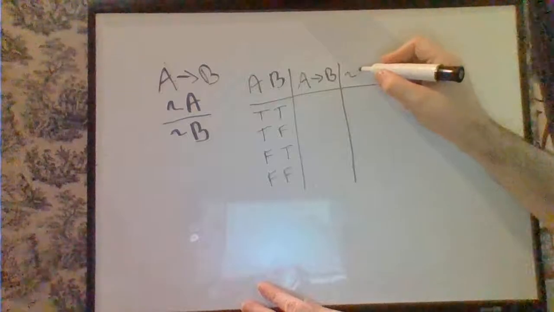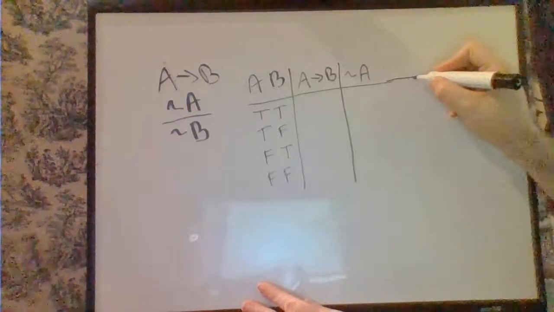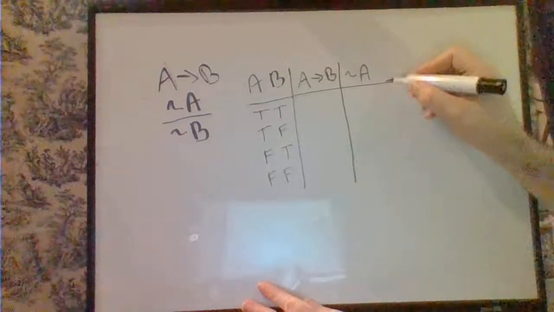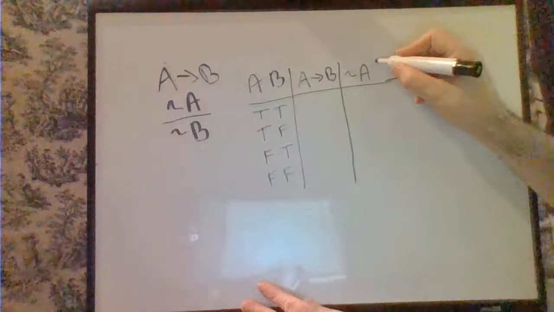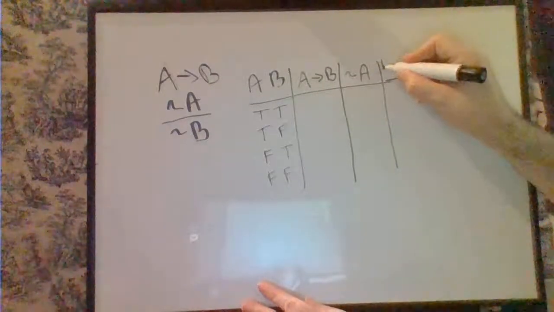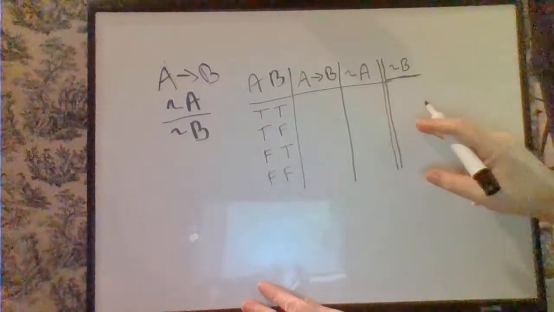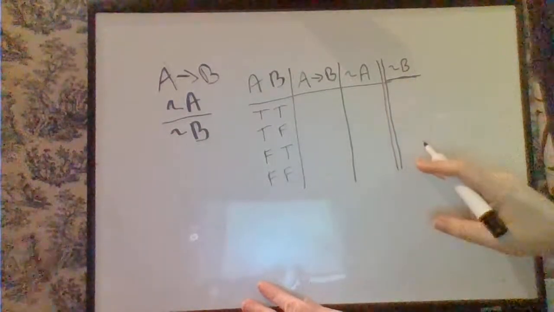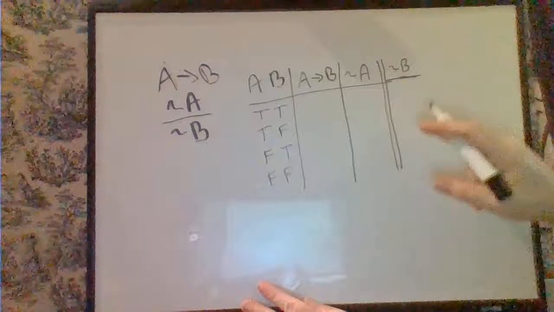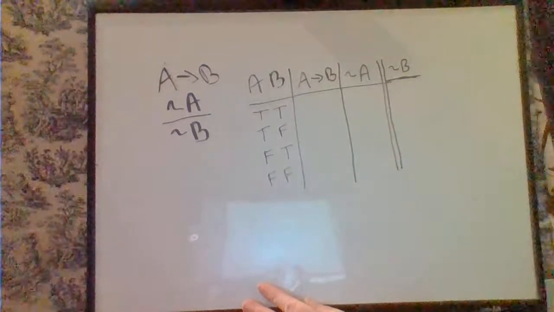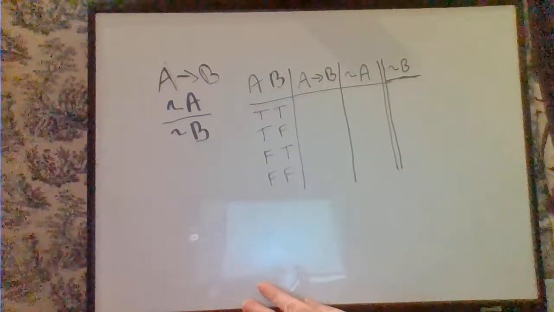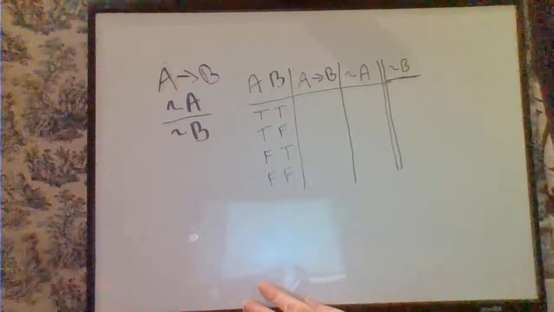Your second is not A. And then your conclusion is not B. And I recommend putting a double line between the premises and the conclusion, just so that the conclusion stands out. Well, now what we want to do is use the information here and solve for each line.